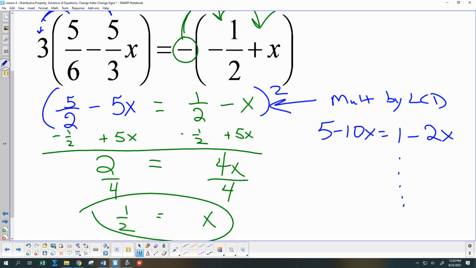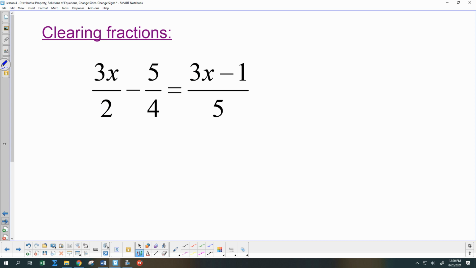But I point out, you don't clear fractions here because you can still distribute. But if you wanted to clear fractions here, that's fine. Or since this one was so easy, just go ahead and solve it, I get it that way. However, this one, let's do it with clearing fractions. So I just said we need to multiply both sides by the LCD.